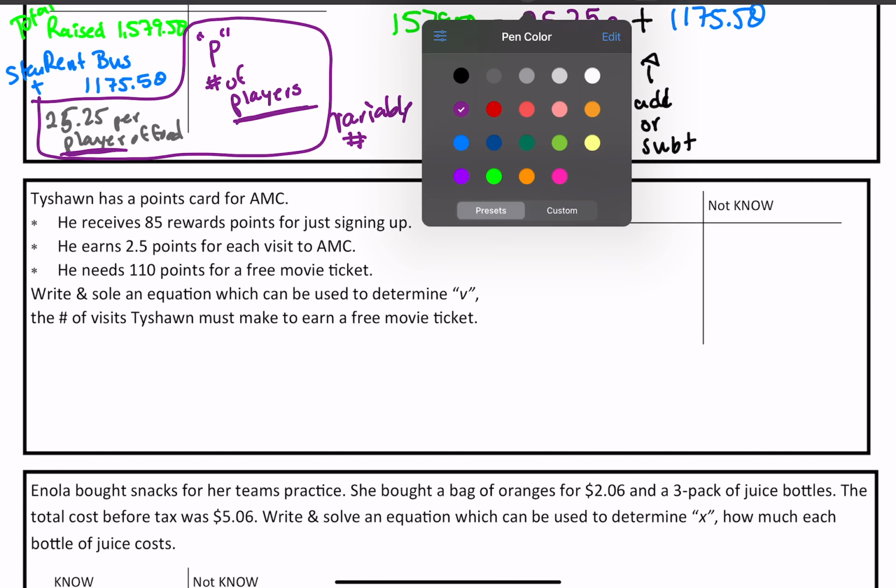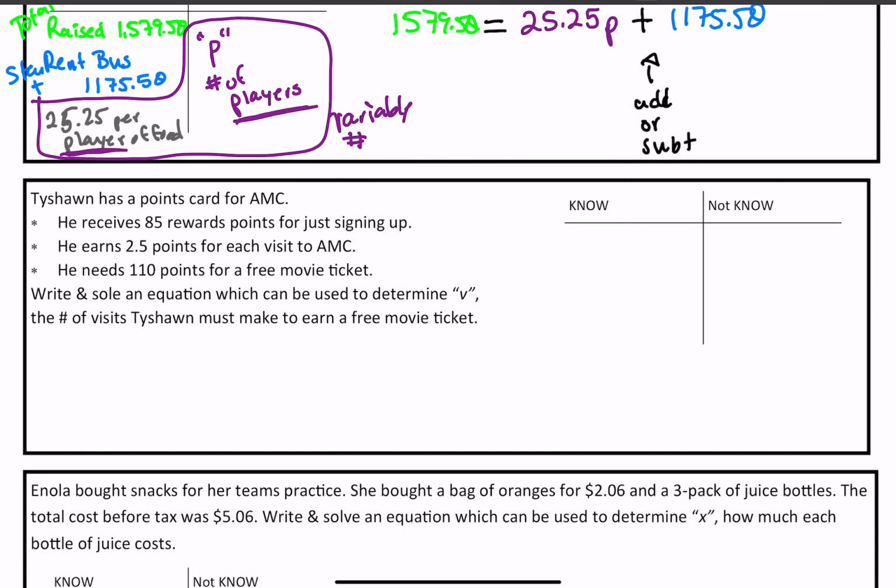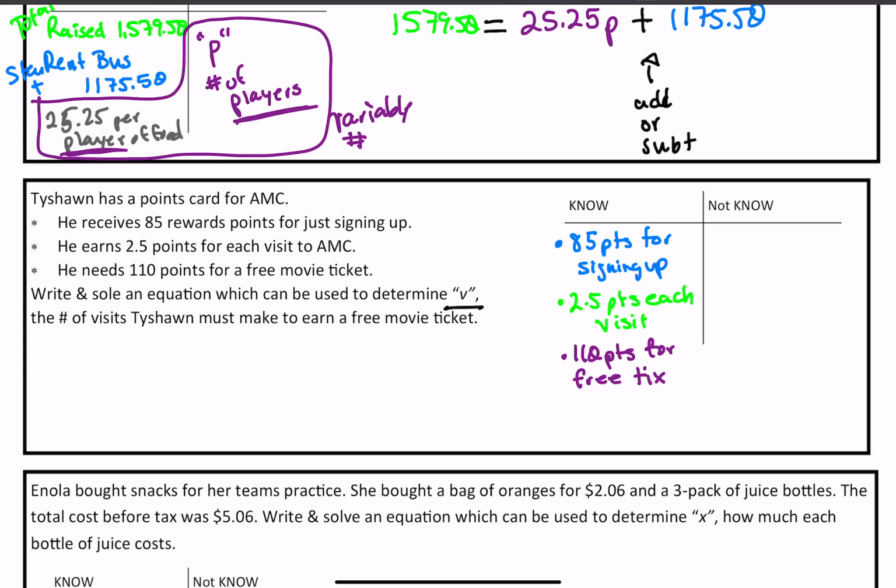So in this next one here, it says Tyshawn has a points card from AMC. He receives 85 reward points just for signing up, earns 2.5 for each visit, and he needs 110 points for a free movie ticket. We're going to write and solve an equation to determine the V, the number of visits. So let's write what we know. All right, so we know it's 85 points to sign up, 2.5 points each visit, and 110 points for free tickets. I abbreviated points PTS. But what we don't know is V, the number of visits to earn a free movie ticket. So we don't know V, number of visits.